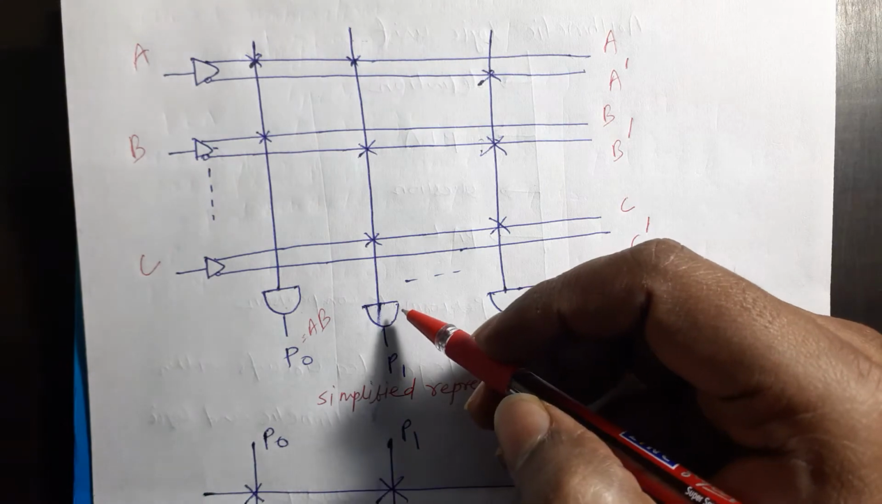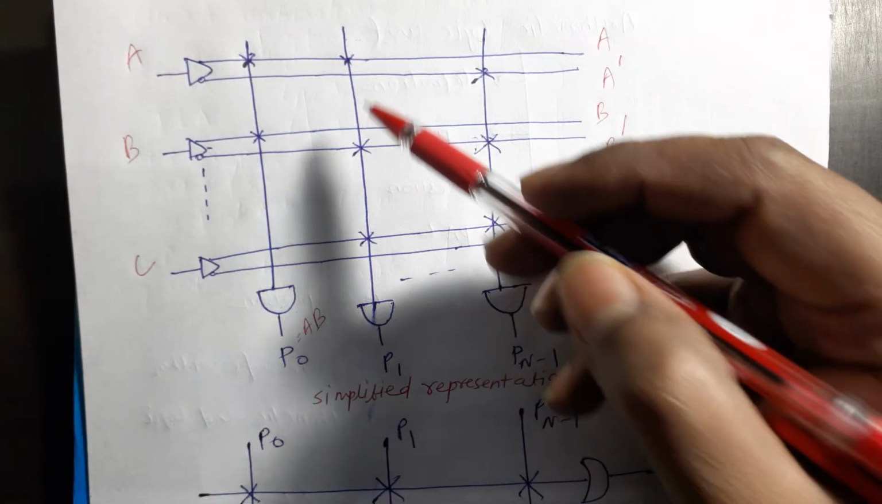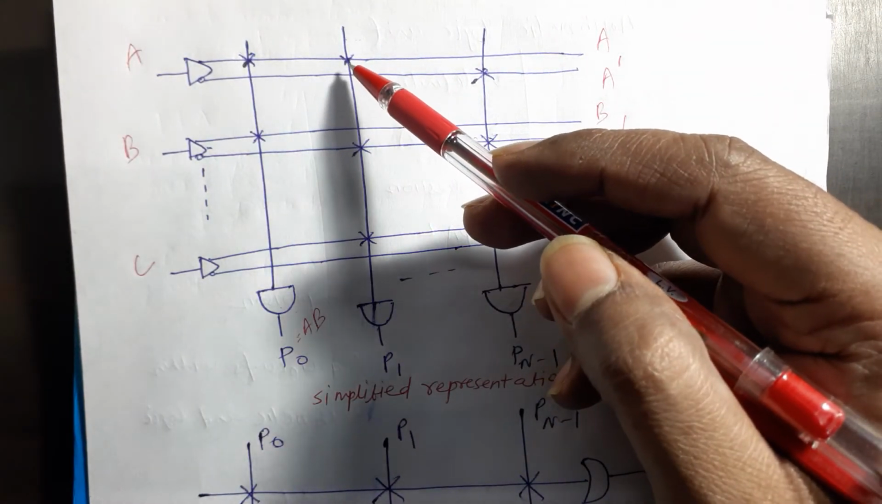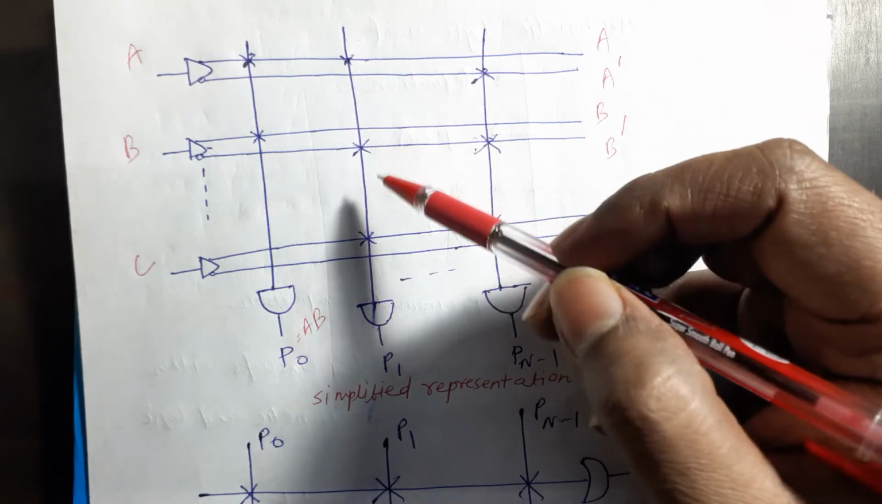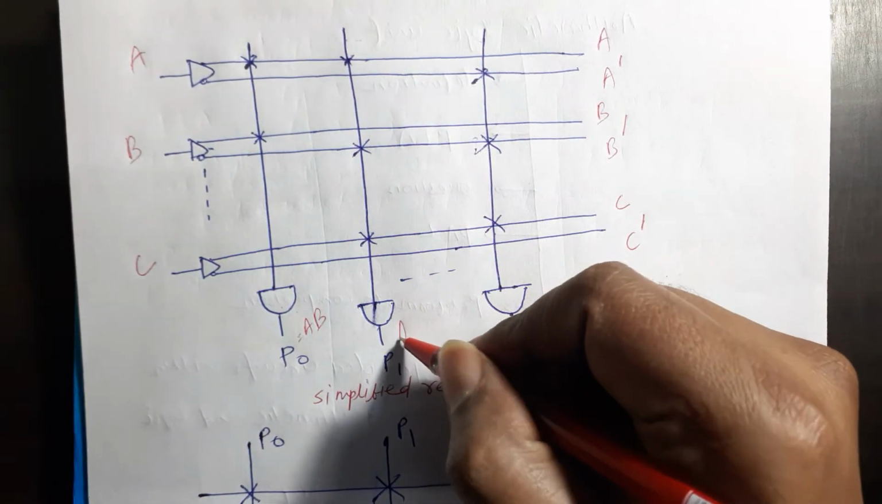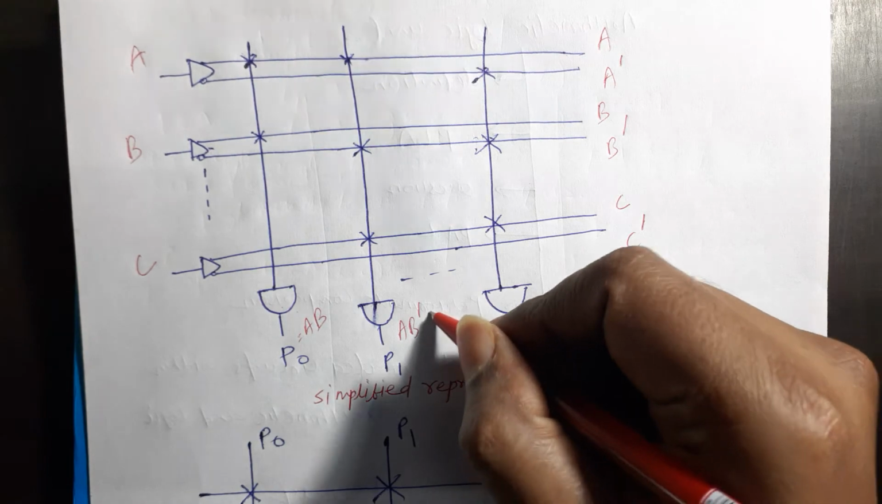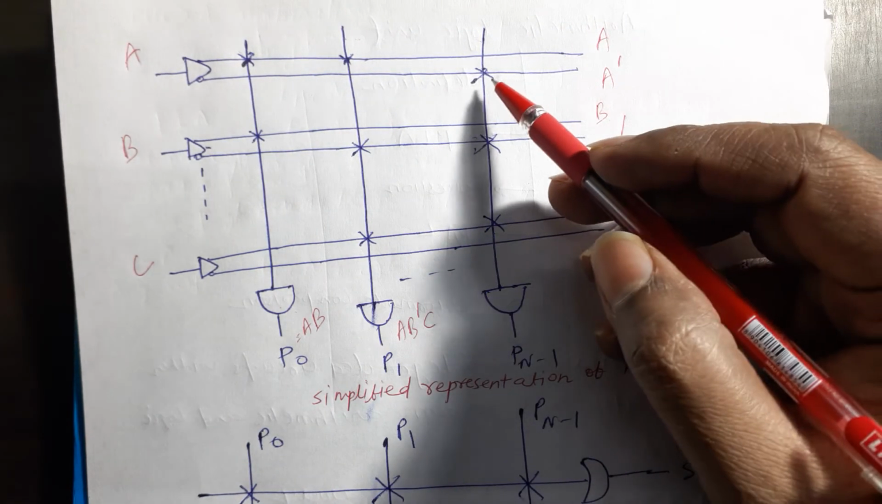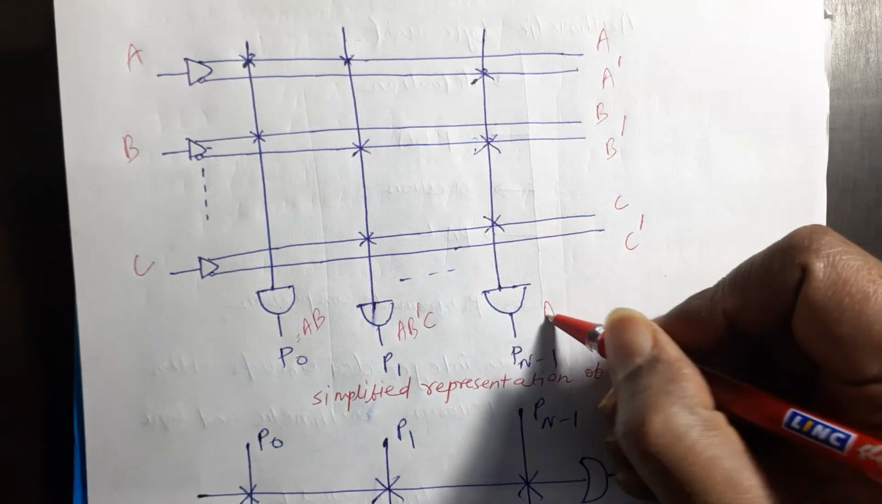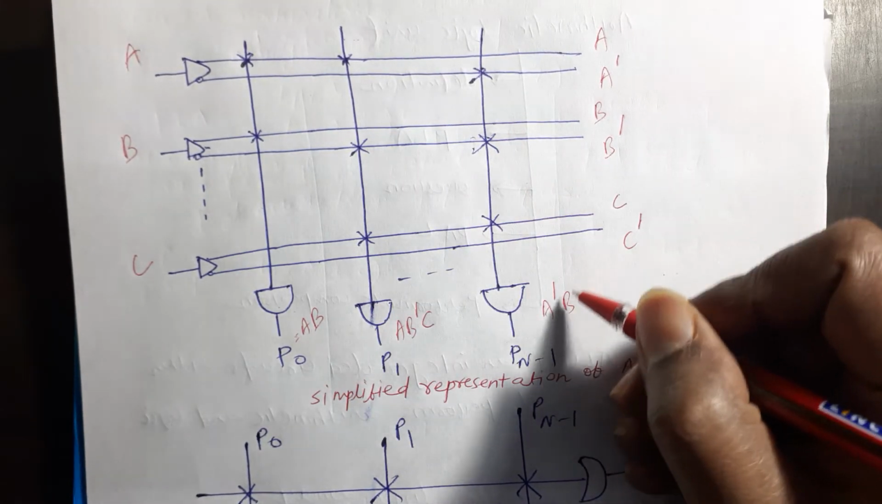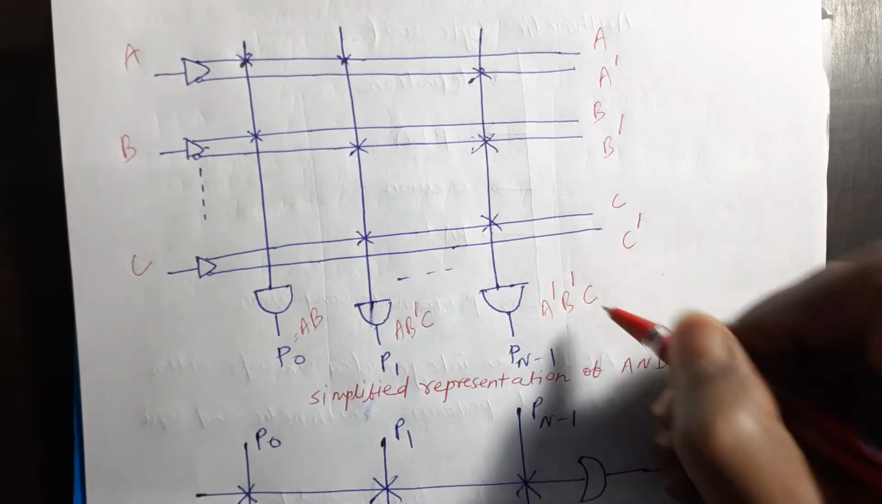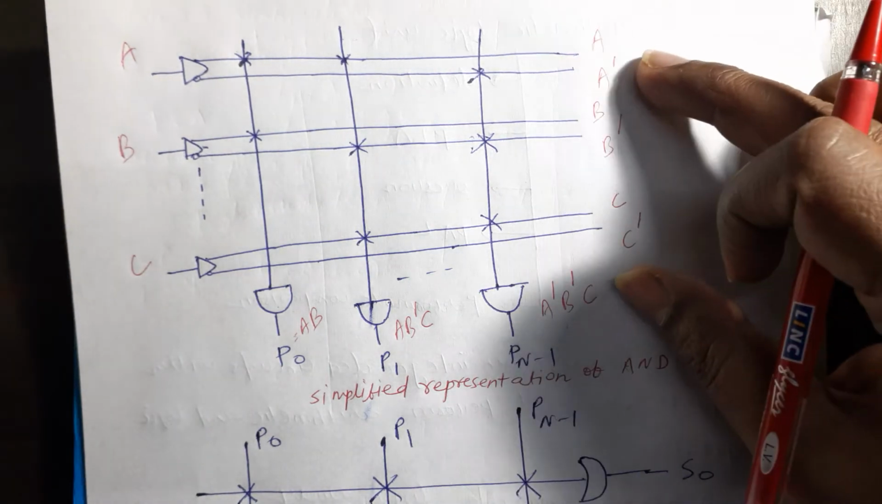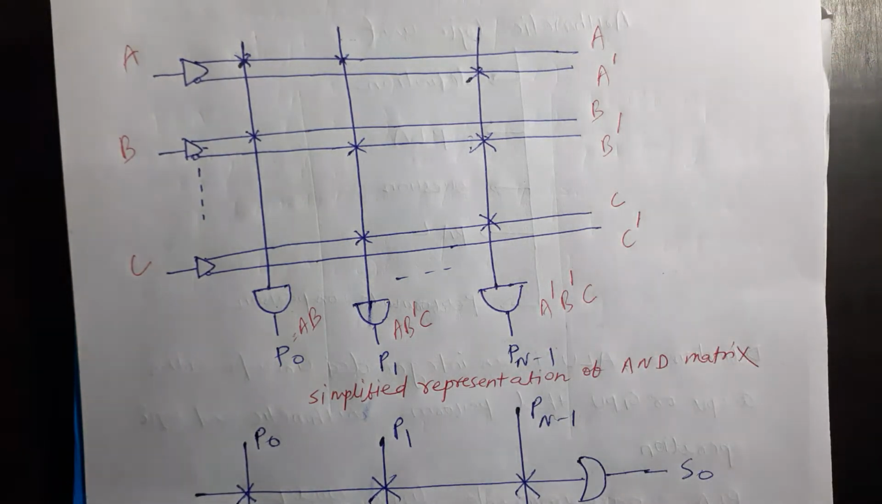Similarly, here what would be the output? It is connected to A, then B bar, so A, B bar and C. And what about this AND gate? It is connected to A bar, then B bar, then C. So this is the simplified representation of AND matrix.